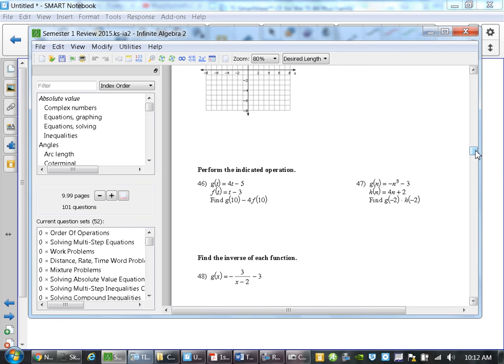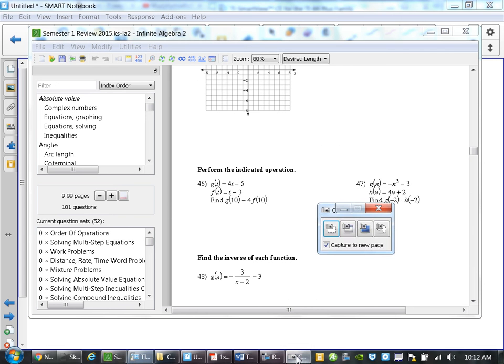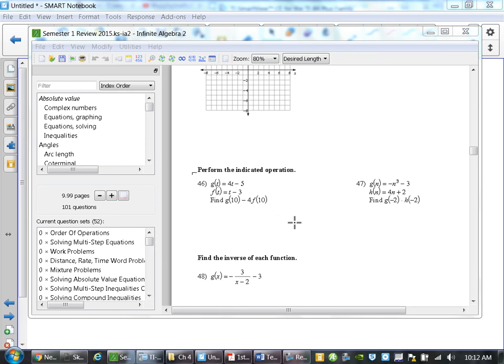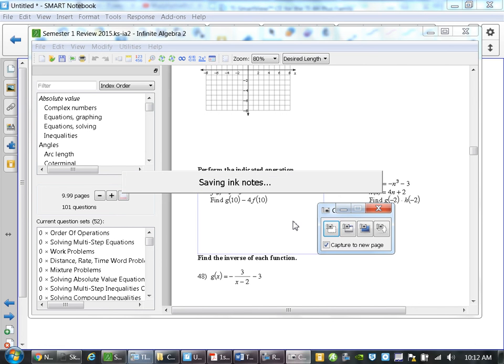So you just times the two together? You don't have to do the whole thing, just substitute. Yeah, you just substitute 10 in for G, and then 10 in for F, then multiply that by 4 and then subtract it. It's an order of operations problem is really all it is.